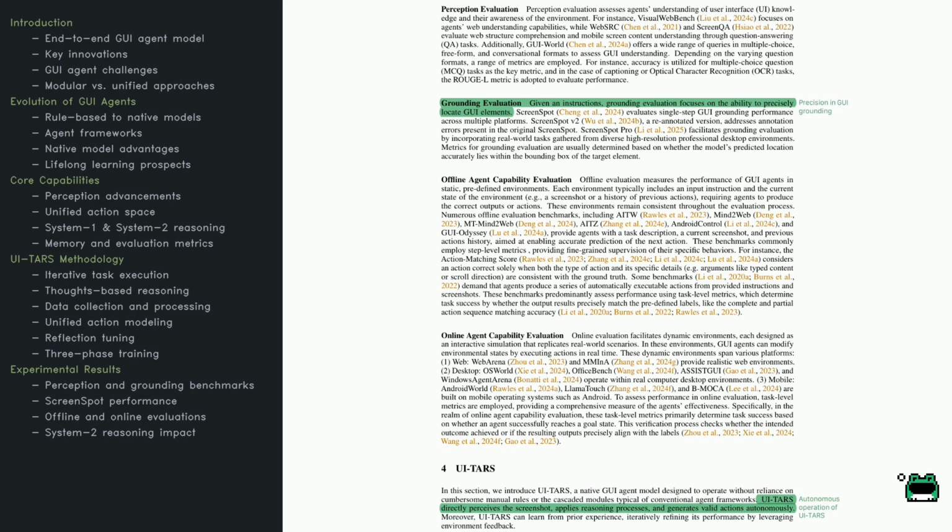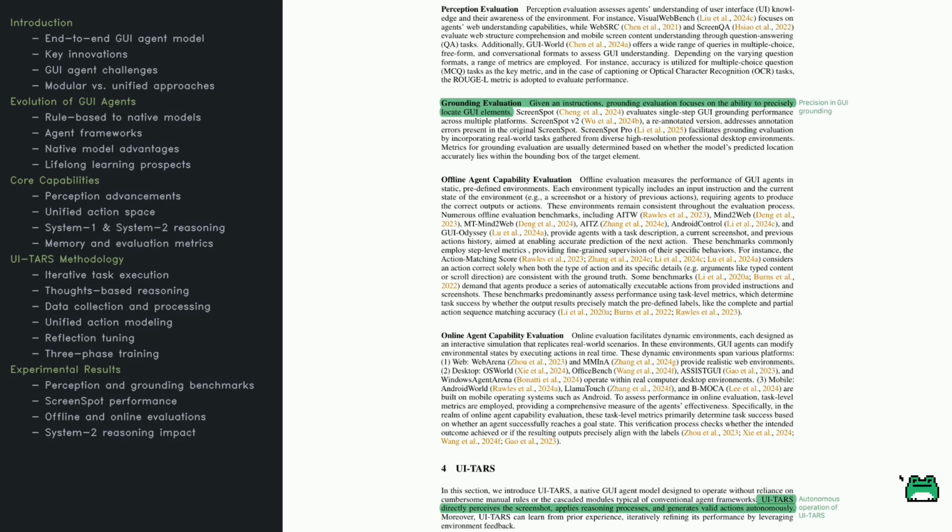Grounding looks at how precisely the agent pinpoints on-screen elements. Benchmarks like ScreenSpot verify single-step element targeting by comparing predicted clicks to actual bounding boxes. Agent capability is split into offline and online tests. Offline tasks, like Mind2Web or Android Control, simulate static scenarios to see if the agent can pick the right actions. Online tasks, like Android World or Office Bench, place the agent in real-time interactive environments, seeing if it reaches the correct outcome.